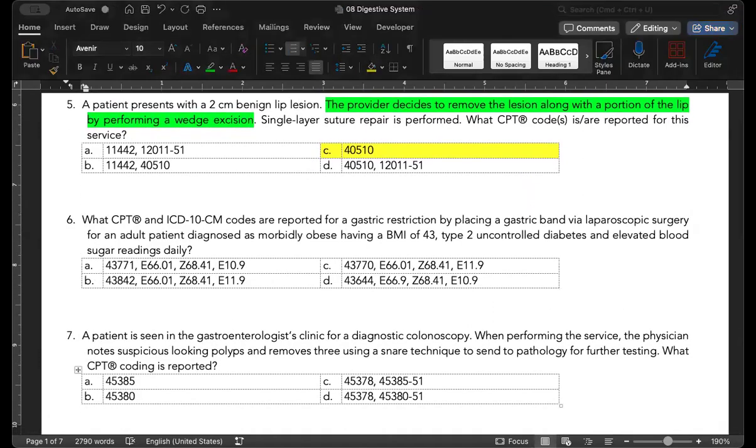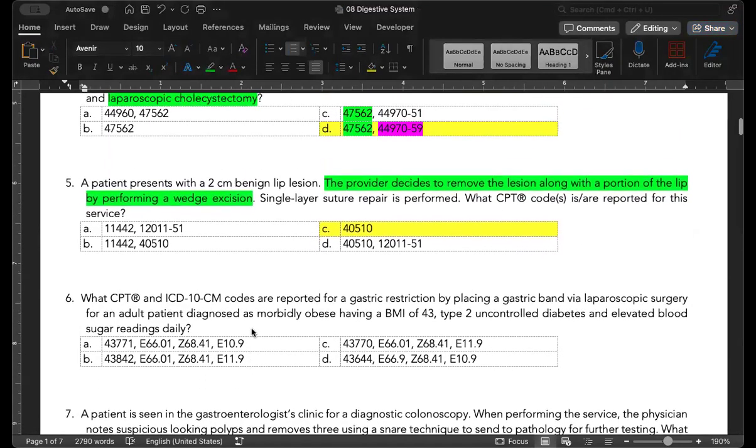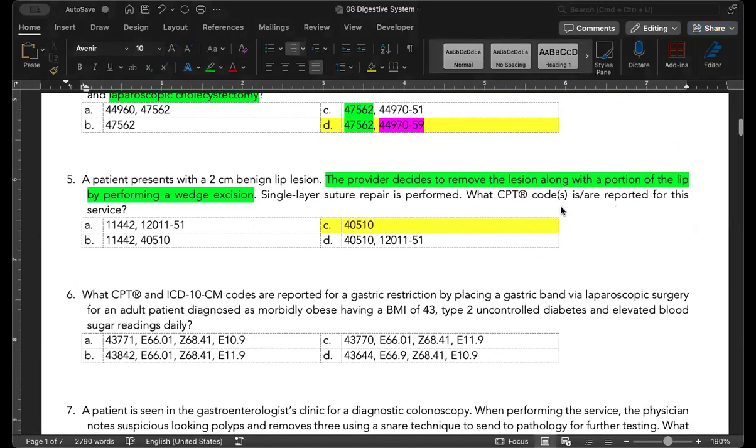They kind of fool you when they say CPC codes versus code. Exactly. That's why they say code or codes is /R.